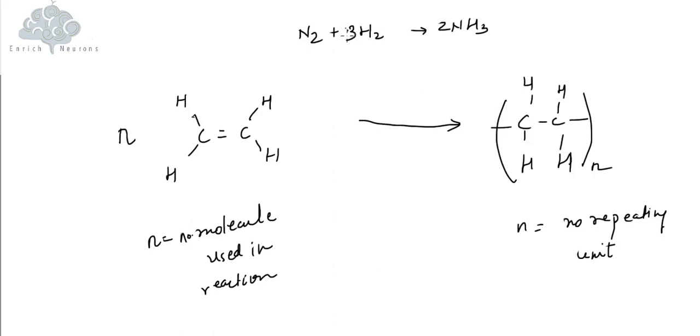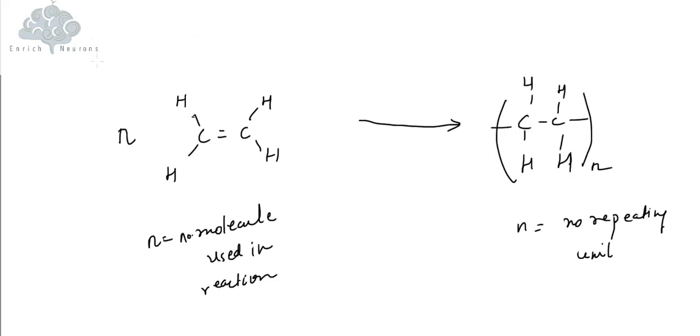So now we just know how much volume of nitrogen and hydrogen we would be keeping to get a total amount of ammonia. But here, the amount of molecules that are used is never constant, and therefore we just keep it as n, and the number of repeating units is also never constant, therefore it would also be called n.